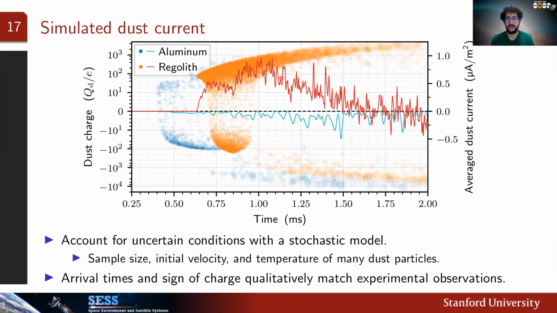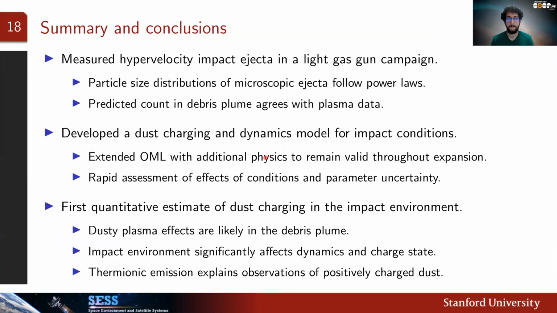The current shown is an expectation value based on averaging over all the simulated trajectories. In reality, we observe an impulse train from the dust impacts, but this gives us a qualitative prediction of the sign and quantity of charge deposited. The predicted arrival times agree reasonably well with plasma measurements, and we can see that we're predicting a predominantly negative current to the aluminum sensor and a positive current to the negative sensor, which agrees with observations.